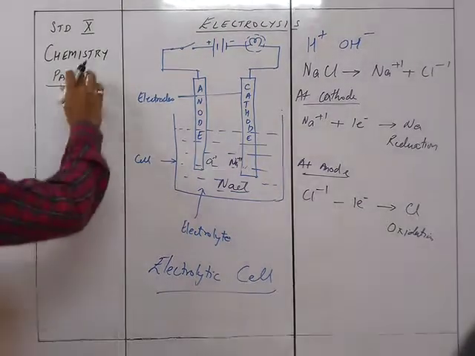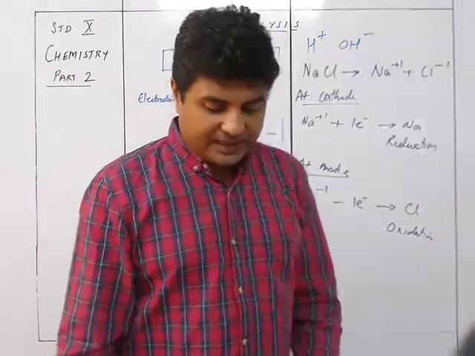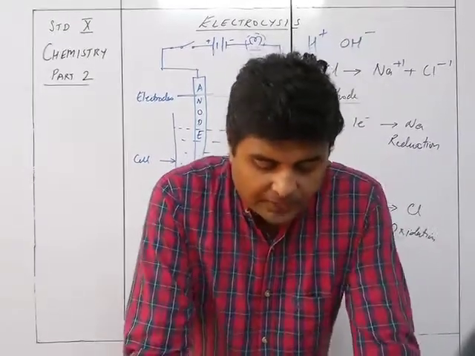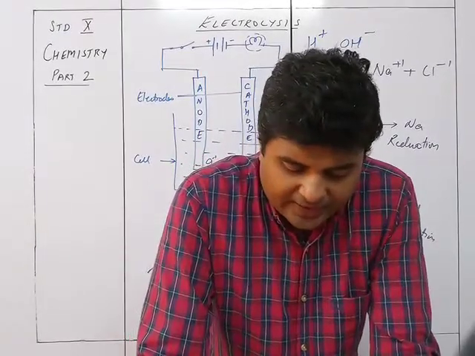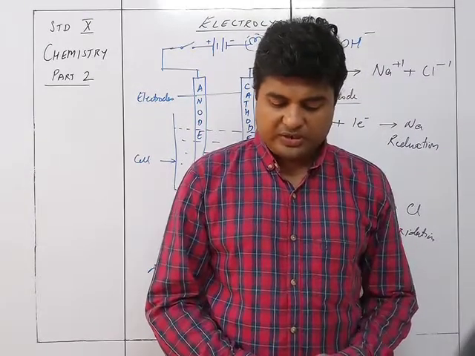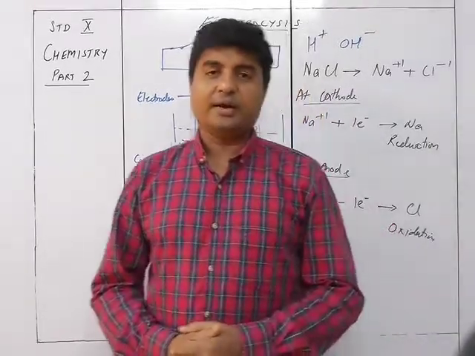So we continue with electrolysis and we are on the next one, that is electrolytic dissociation, the term. The process due to which an ionic compound in a fused state or in aqueous solution dissociates into ions by passage of electric current through it is called as electrolytic dissociation.